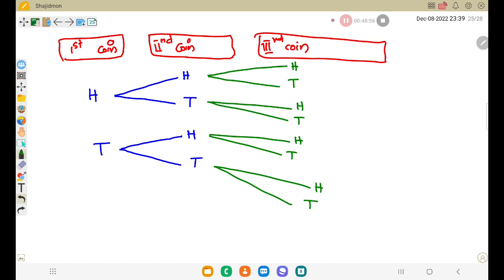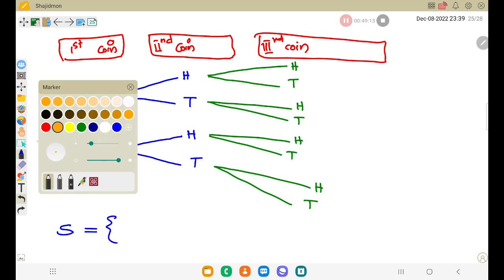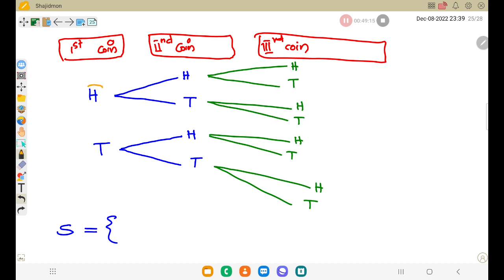This is the tree diagram representing that experiment. So these are the options we are getting. Now you can write the sample space easily, correct? So what is the sample space? You can check. S equal to sample space equal to the set of all possible outcomes. What are the possible outcomes?